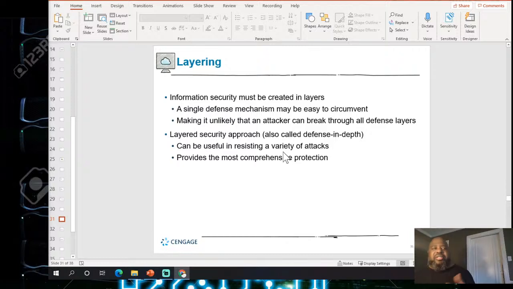Layering, we call it the security onion again. Information security must be created in layers. A single defense mechanism may be easy to circumvent, making it unlikely an attacker can break through all defenses. The layered security approach, also called defense in depth, can be useful in resisting a variety of attacks and provides the most comprehensive protection, right? And that's really what zero trust is. If you look at it, it's layers of security on top of layers to check stuff, right?